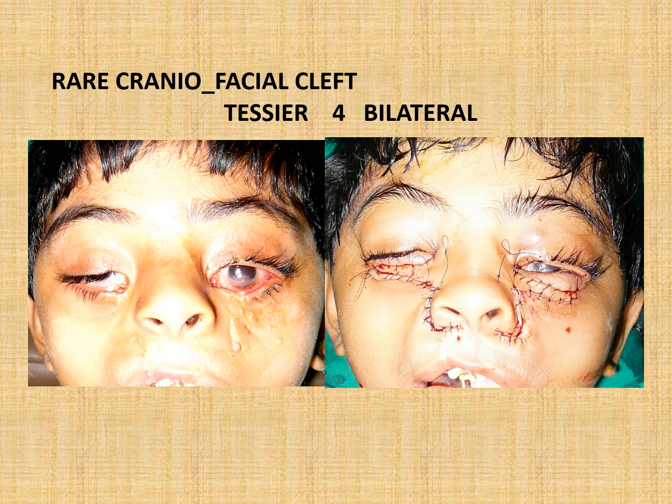Rare craniofacial cleft, Tessier 4 bilateral. Both the colobomas of the lower eyelid were corrected and reconstructed using nasolabial flap on both the sides.